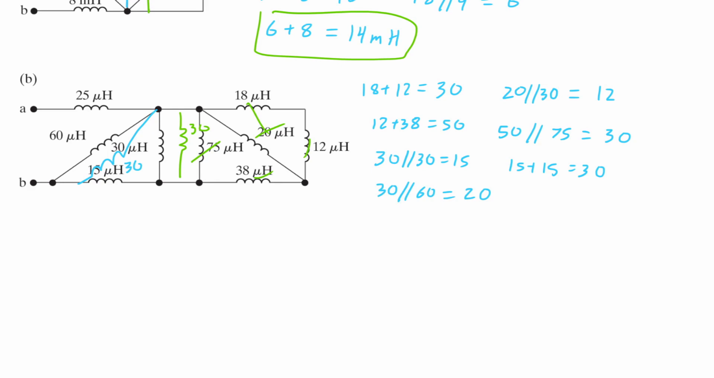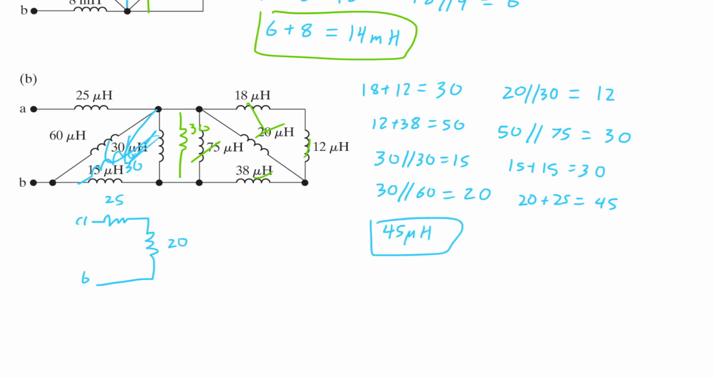And finally, we're left with that whole equivalent. Oops, let me actually erase that. Come on. Okay, my eraser doesn't want to cooperate, but just pretend that I erased it and I drew in something like this. This is the 25, and this is the 20 we just calculated. So they're in series. 20 plus 25 equals 45. So the equivalent inductance is 45 microhenry from A to B in this circuit.